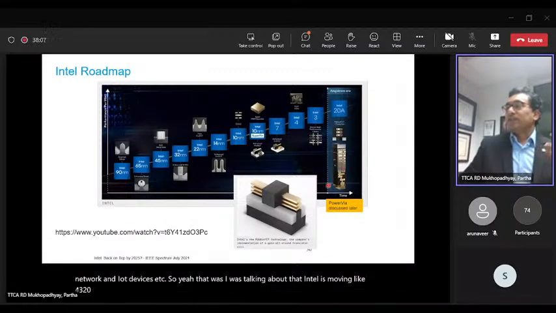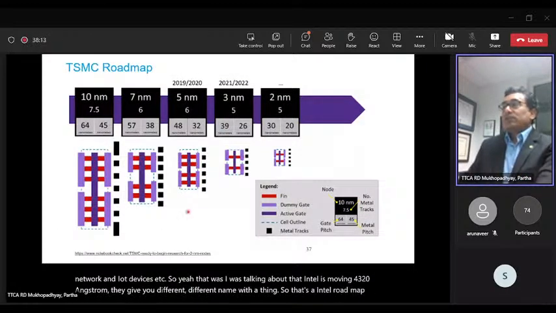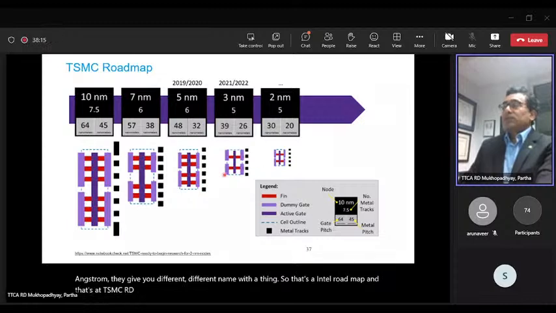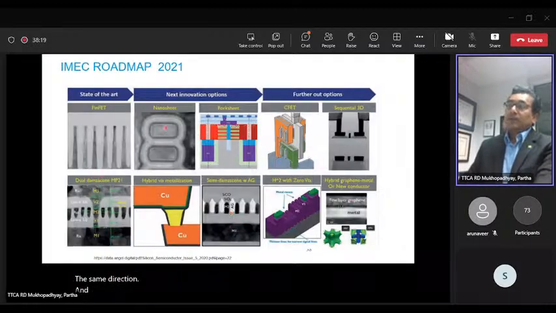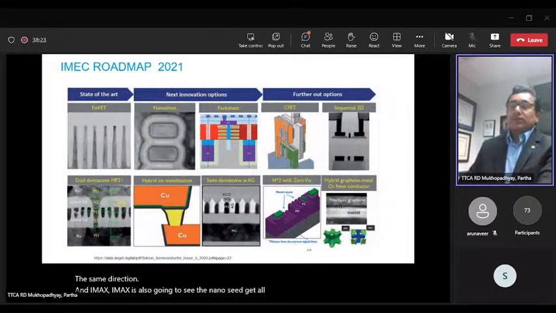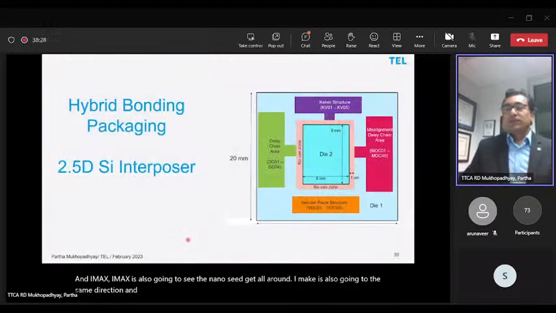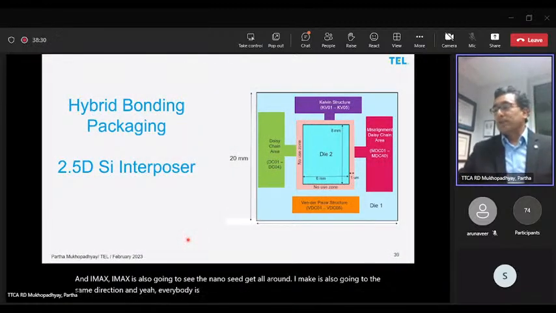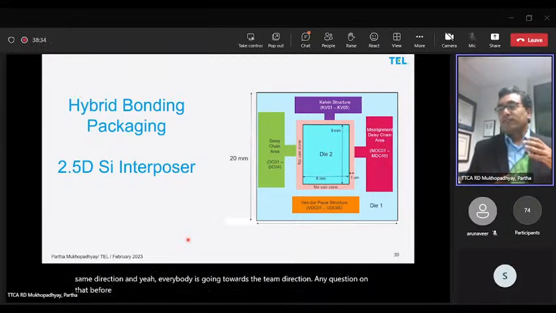They give it a different name. So that's the Intel roadmap. That's the TSMC roadmap. They're also going in the same direction. And imec is also going, see, the nanosheet gate-all-around. imec is also going in the same direction. And yeah, everybody is going towards the same direction. Any question on that before I move to a completely different subject?